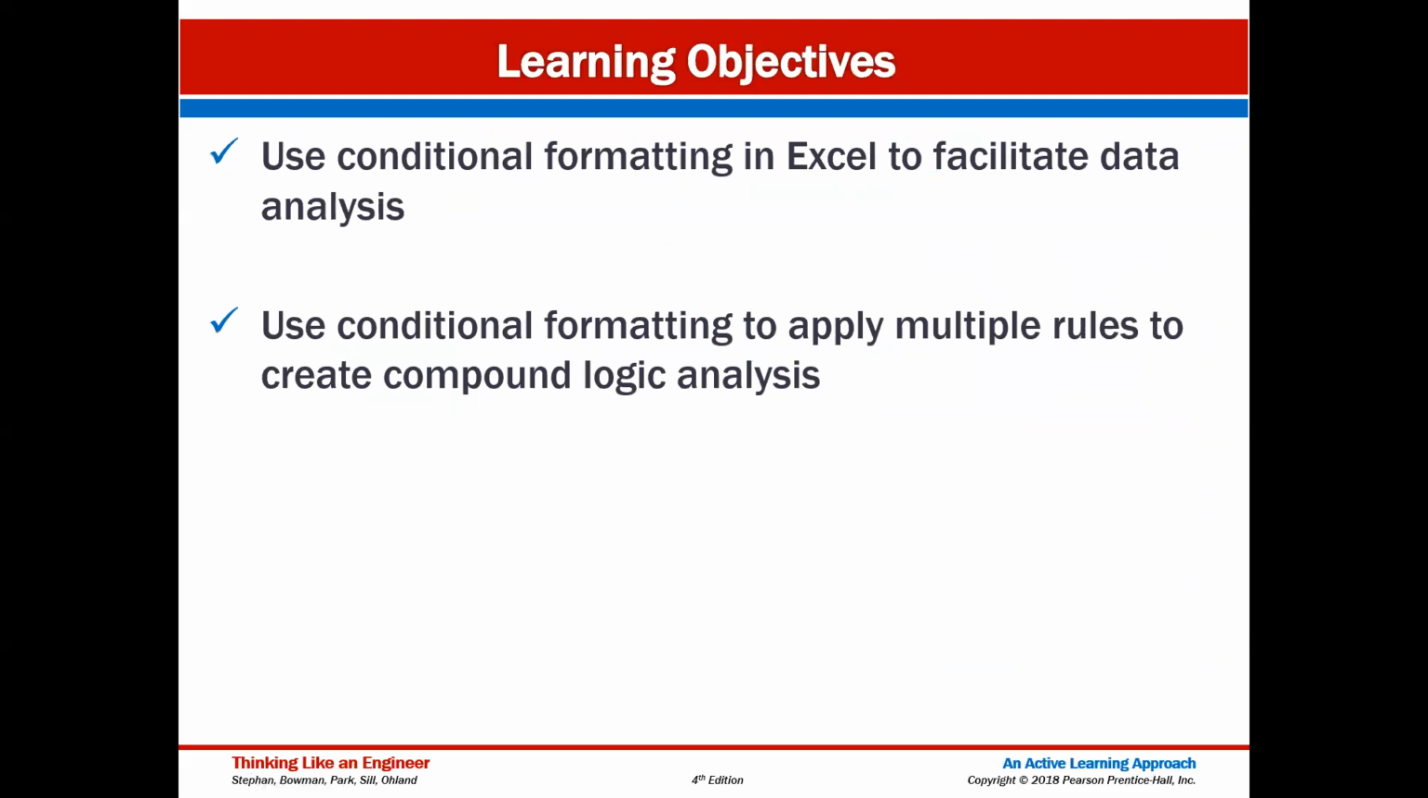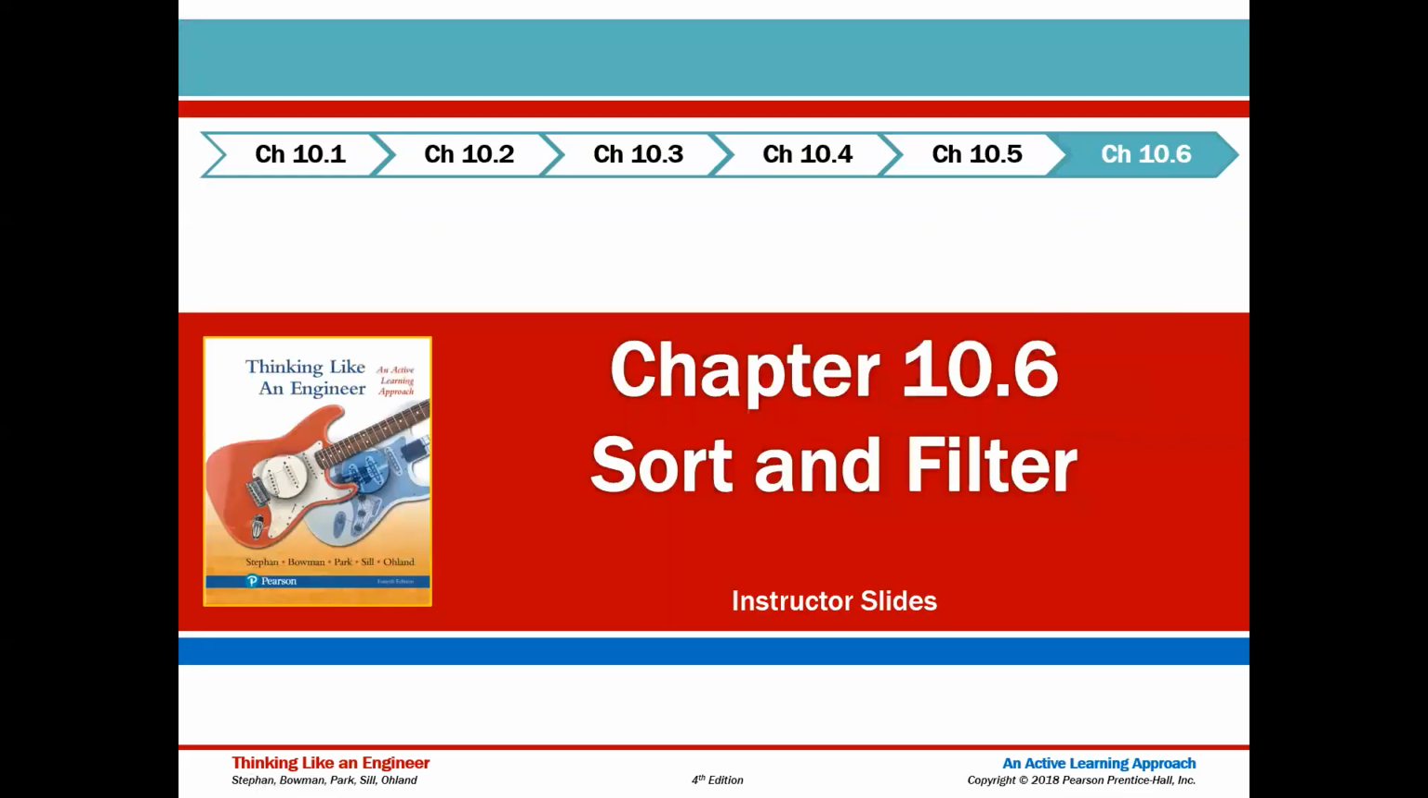Also using conditional formatting to apply multiple rules to create compound logic analysis in your spreadsheets. Just saying, like, if you were trying to separate and color code cells based on, say, a grade, and you have grade ranges, how do we apply multiple rules for things to show up differently?